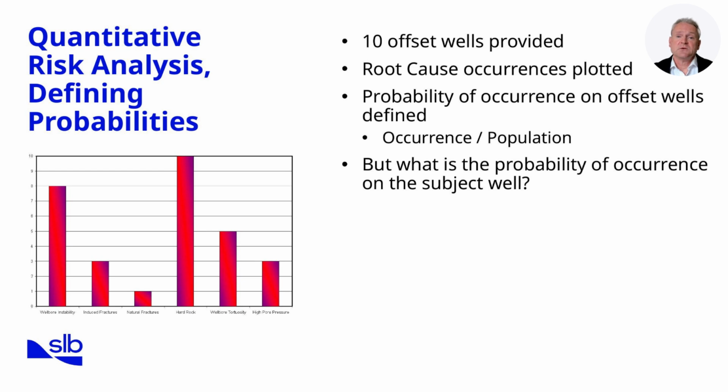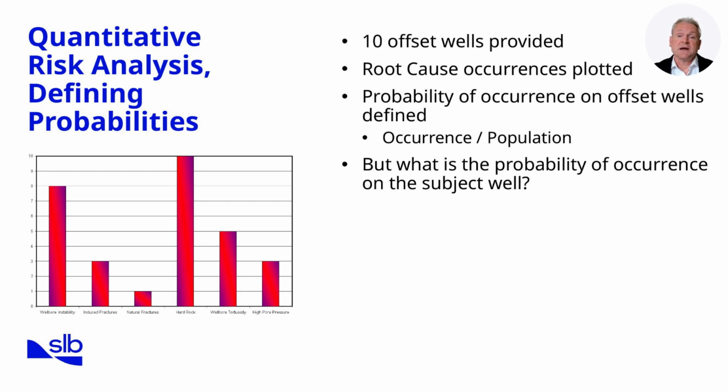When we move into quantitative risk analysis, one of the first tasks is defining probabilities. Typically, we start with a data set from offset wells. For example, let's assume we have data from 10 offset wells. We can count how many times a particular root cause, such as lost circulation or stuck pipe, has occurred. By dividing the number of occurrences by the total number of wells, we generate a probability of occurrence. This gives us an evidence-based probability rather than relying on assumptions.